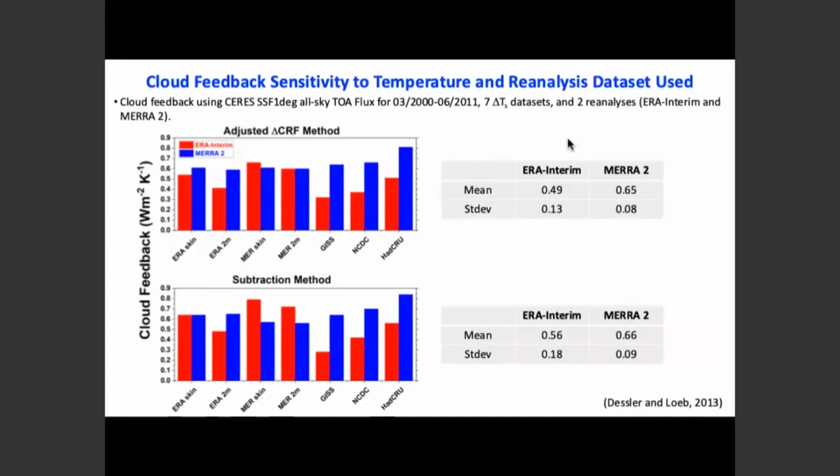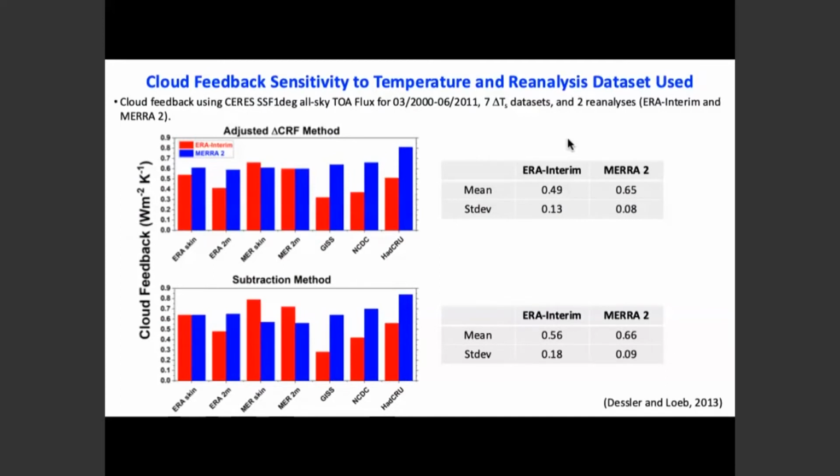Andrew Dessler looked at cloud feedback. How robust are the cloud feedbacks that you get from observations? So he looked at using CERES data together with 2 reanalyses. At the time, it was ERA-Interim and MERRA-2. And the period here is from March 2000 to June 2011, so it's a short record. So he looked at 7 different data sets and 2 reanalyses, and he used 2 different methods of calculating the feedback.